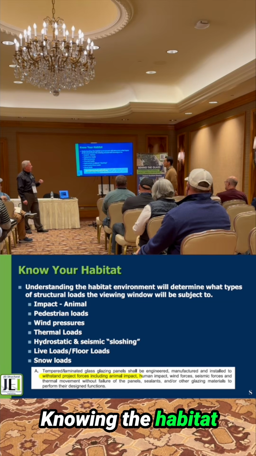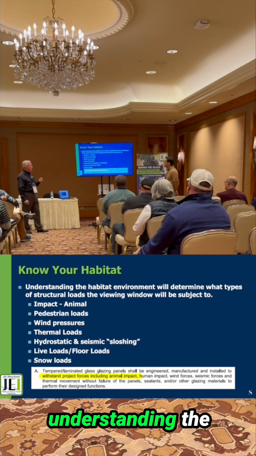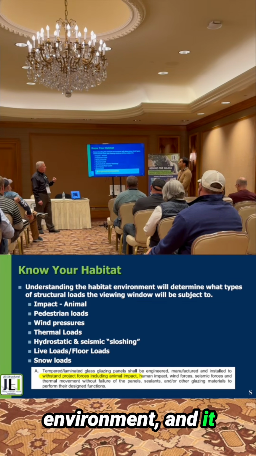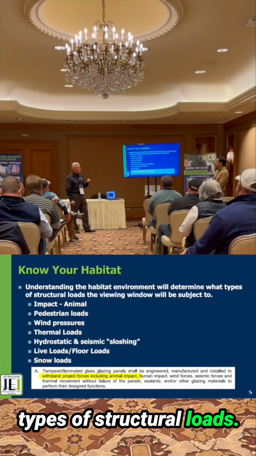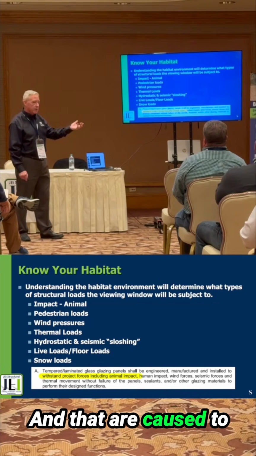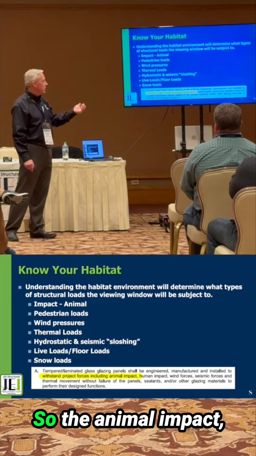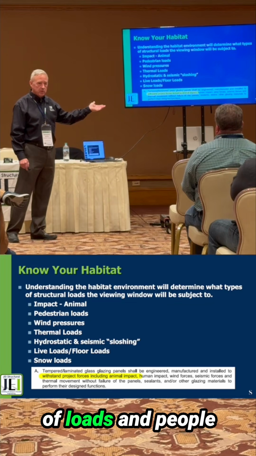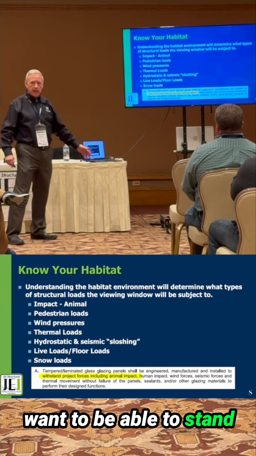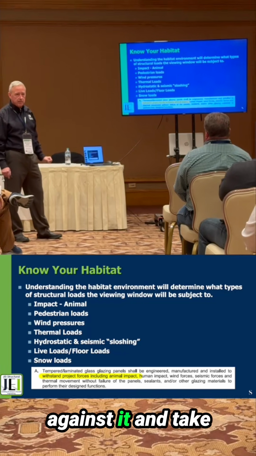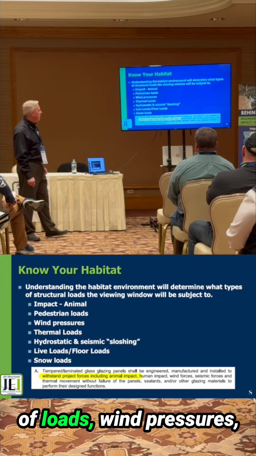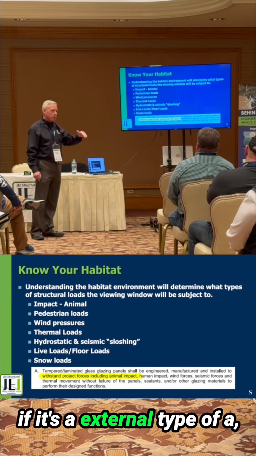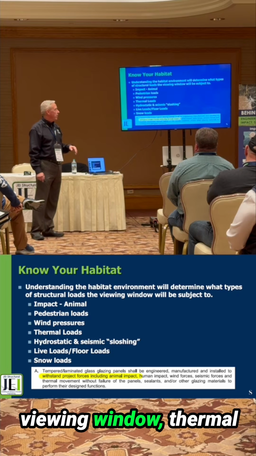Knowing the habitat is essentially about understanding the environment that will determine the types of structural loads caused to the viewing window area. So the animal impact, we've talked about that. There are pedestrian types of loadings, where people want to be able to stand up against it, lean against it, and take pictures. Wind pressure, if it's an external type of viewing window.